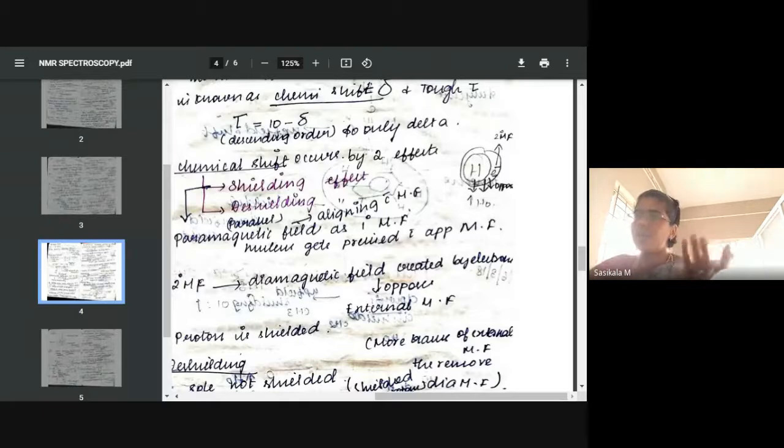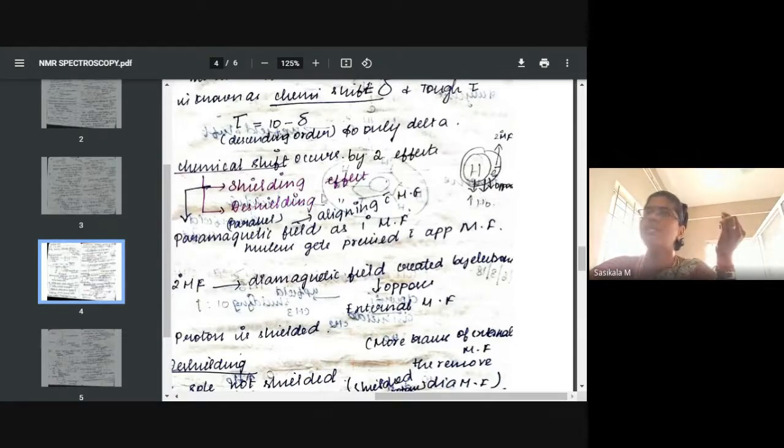And this magnetic field should align with, or precess with, the external magnetic field given to the nucleus. The external magnetic field, that is H0 or B0, we can say, is given from the bottom of the nucleus, and the nucleus rotation has to align with the field. Then only, when it is precessing with the field, can it absorb the radiation.